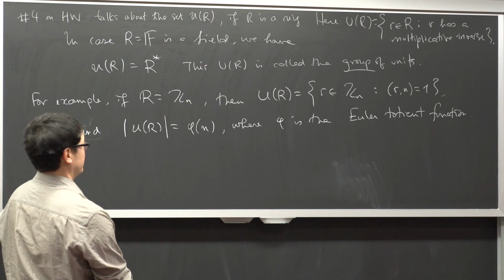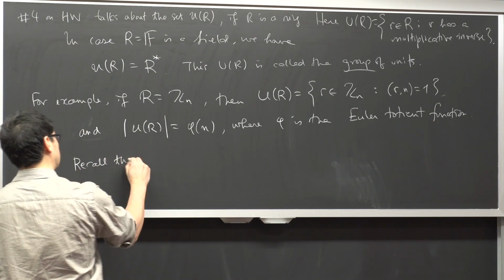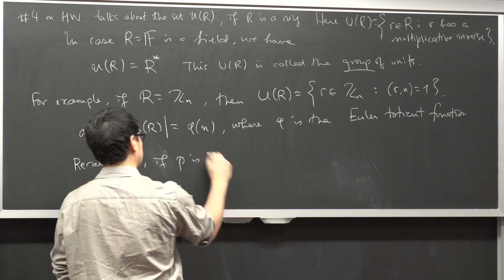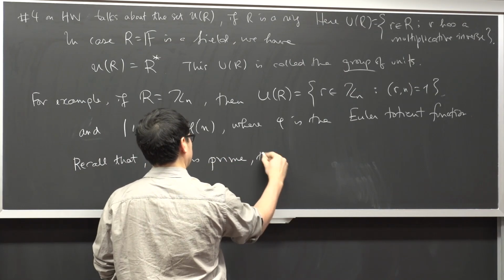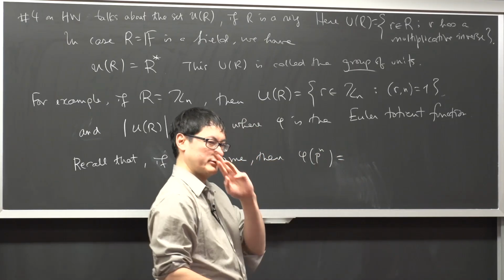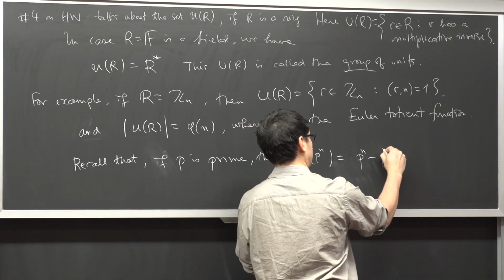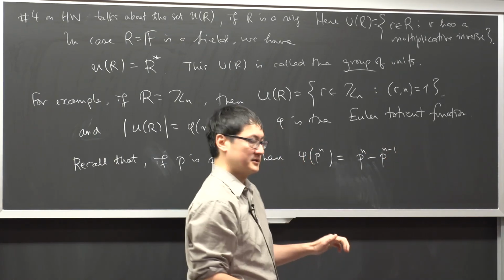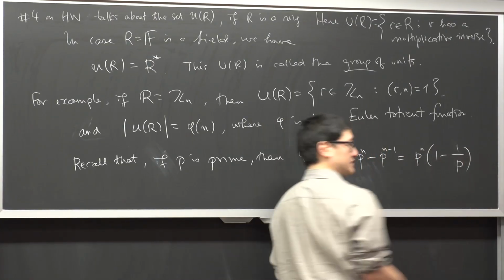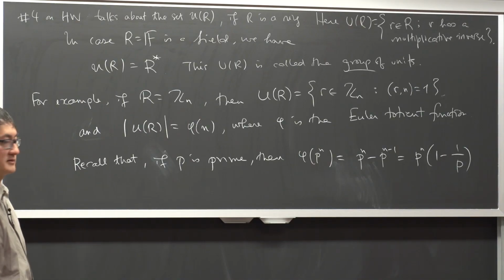What else can I say? Nothing. Okay, so recall that if P is prime, then phi of P to the n, I don't know if everybody remembers the formula, is P to the n minus P to the n minus 1. Another way you can write this is P to the n times (1 minus 1/P): just factor out a P to the n.